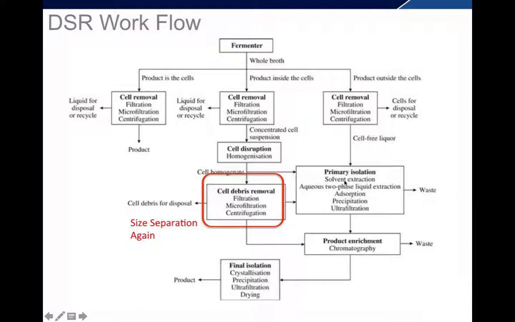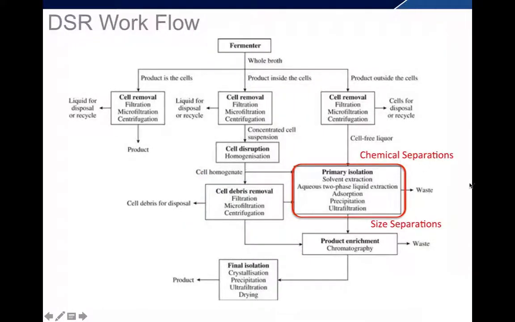You usually filter that or do another centrifugation to remove cell debris so that you have a liquid which contains the proteins primarily of interest or other intracellular materials. And if you have that lysate or the cell-free liquor, the next set of separations tend to rely on chemical separations, which take advantage of the chemical differences between your product and the byproducts that would be in the mixture that's being purified. These include solvent extraction, aqueous two-phase liquid extraction, absorption, precipitation, and ultrafiltration, which in this case would be another size separation.